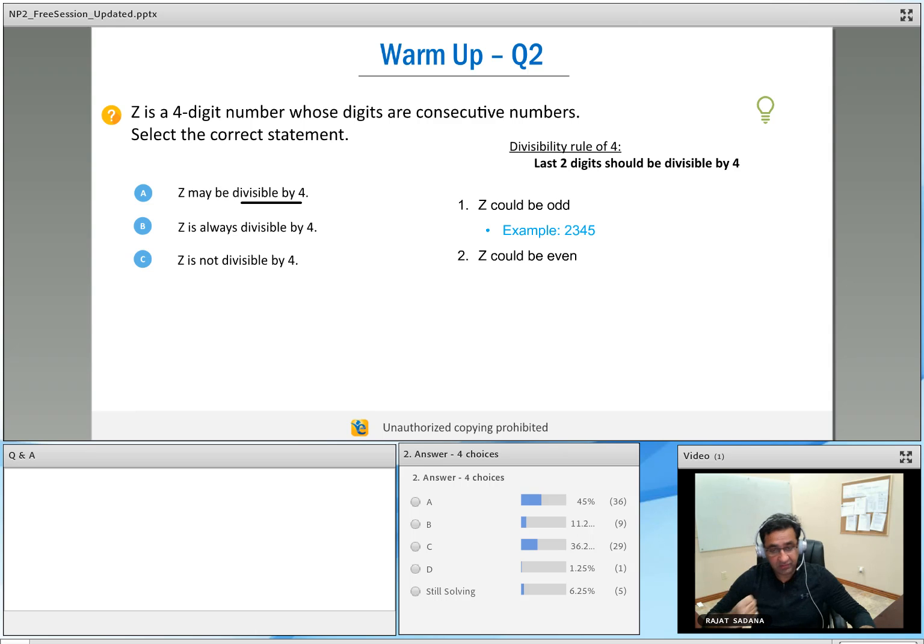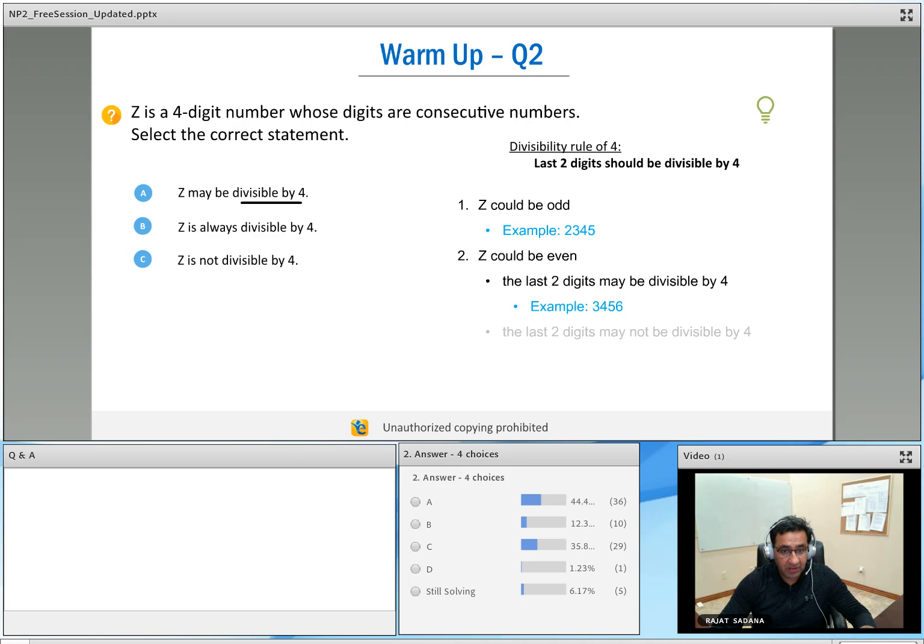The second case is Z could be even. In that case, there's a possibility that the last two digits could be divisible by 4. For example, 3, 4, 5, 6. So it is possible that Z can be divisible by 4. It is also possible that Z may not be divisible by 4. And so the correct answer is choice A, that Z may be divisible by 4. There's a possibility it may be divisible, and there's also a possibility that it isn't.